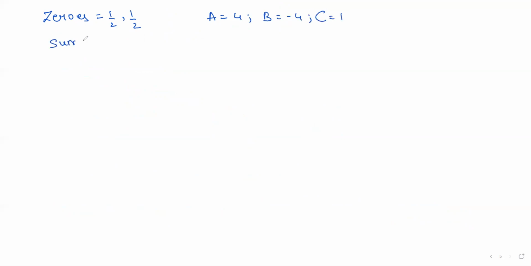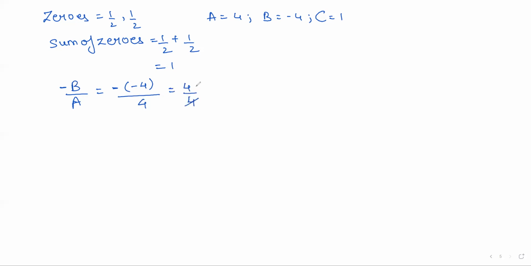Now we know that sum of zeros is equal to minus B upon A. So let's calculate sum of zeros. If you actually do it numerically, it's 1 by 2 plus 1 by 2, which is 1. Half plus half is 1. Second, minus B upon A, where the value of B is minus 4. So from the formula, minus of minus 4 upon 4, which is equal to 4 upon 4, which is 1.